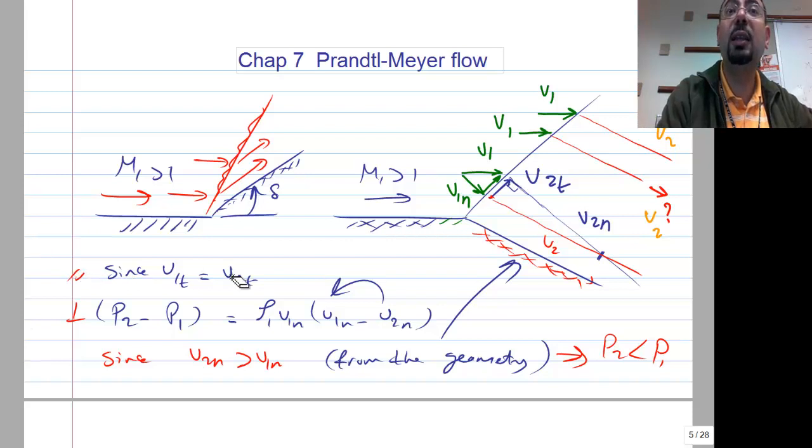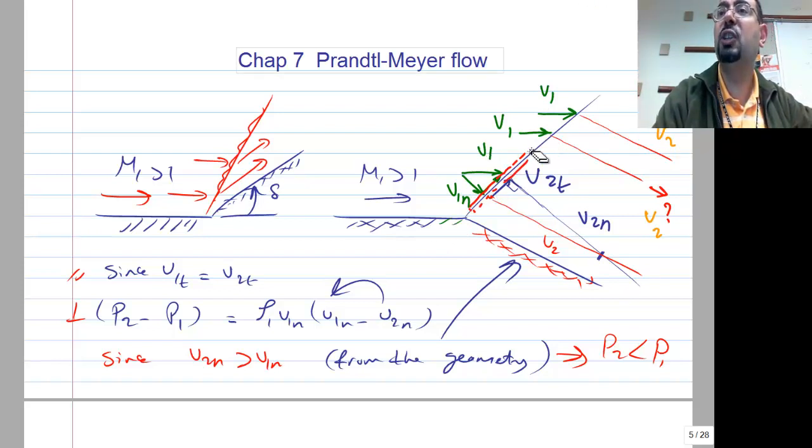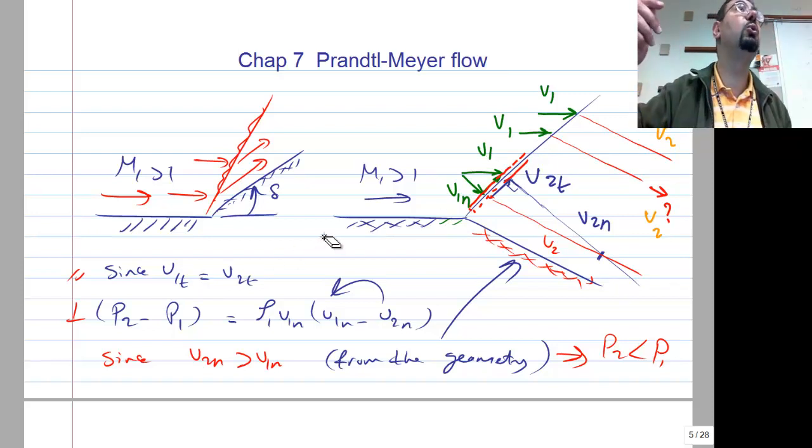So if you write it in the tangential direction to this thing, you will find that there is no pressure. I'm assuming we're going to have a very small, very thin control volume. So in the tangential direction, there is no pressure. And so the momentum equation will boil down to just the tangential equation in the oblique shock wave chapter.